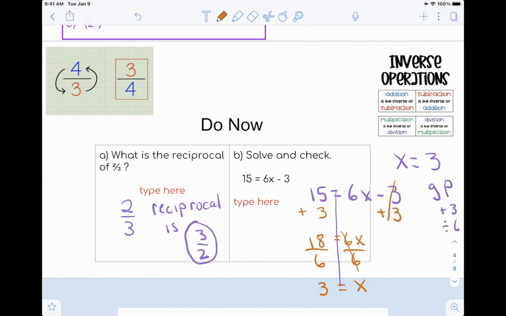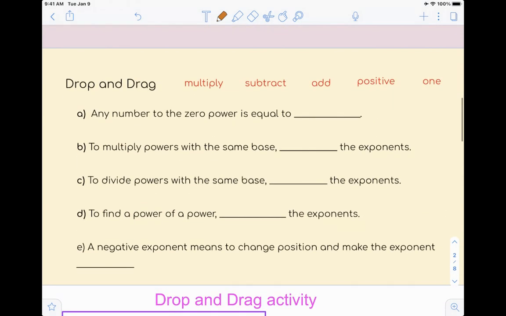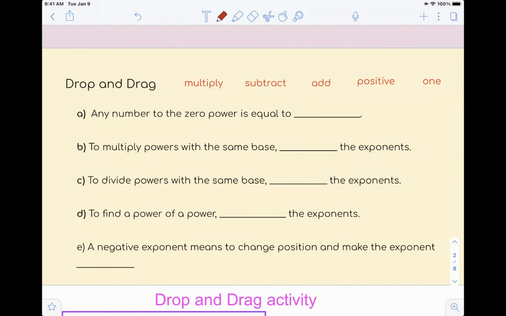Okay, so we're going to go do the drop and drag activities. And again, I do apologize that this is out of order. So on the drop and drag activities, what I would like you to do, please, is to read through each of the sentences and then decide what correct word would complete the sentence. I'm going to ask you to kindly stop the video to please go ahead and drop and drag and then turn the video on to look at the answers.